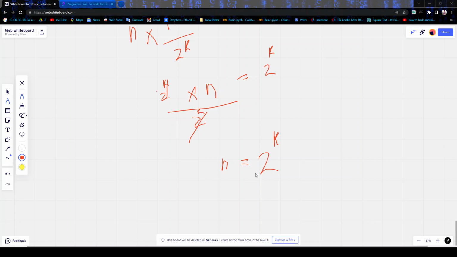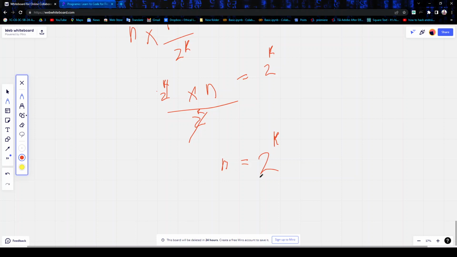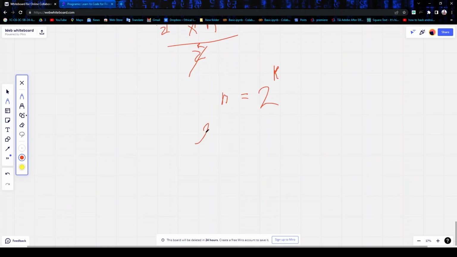Now what if I take log 2 on both sides? So if I take log 2 on both sides, what will happen? It is the basic log statement: log 2 of n, and log 2 of 2 raised to the power k. So the 2 and 2 will get cancelled out in the log, because the base and the constant are the same, and here we will have the number of steps as k.